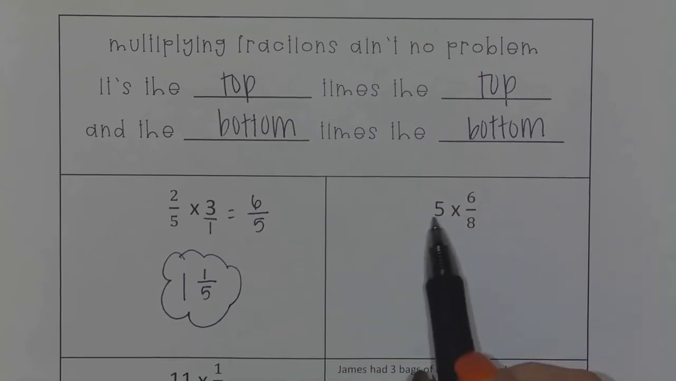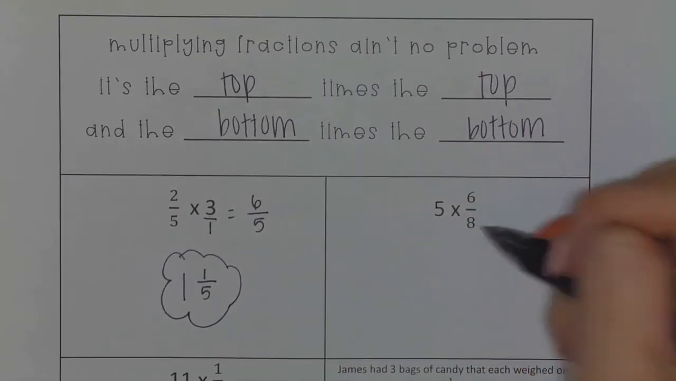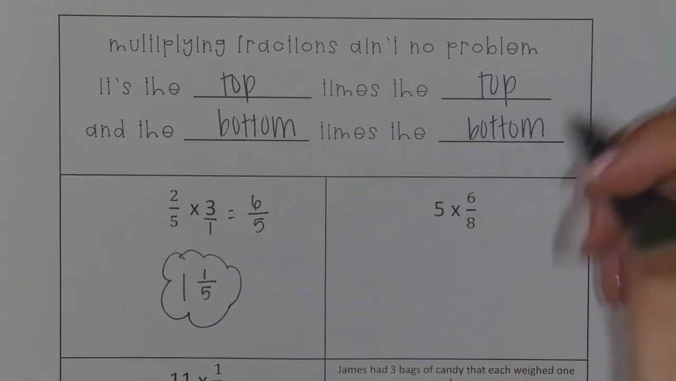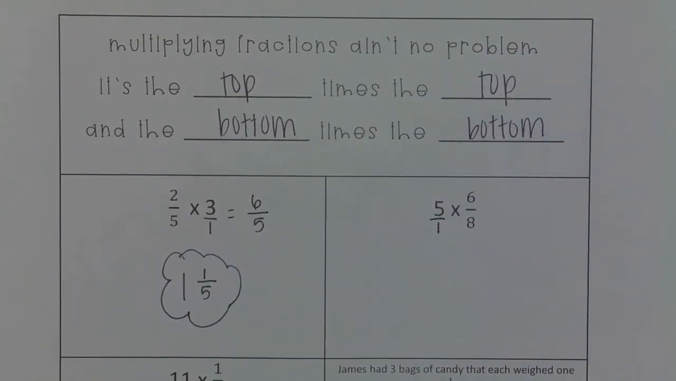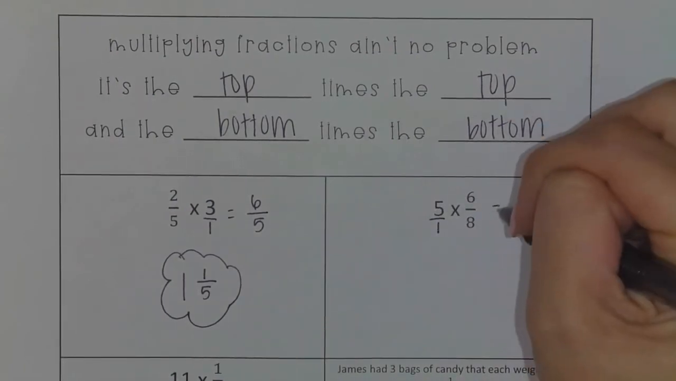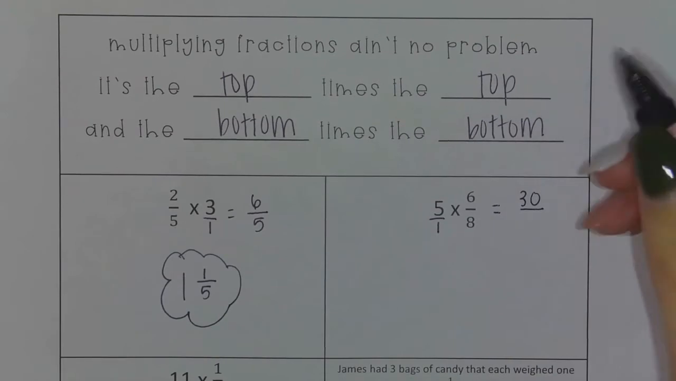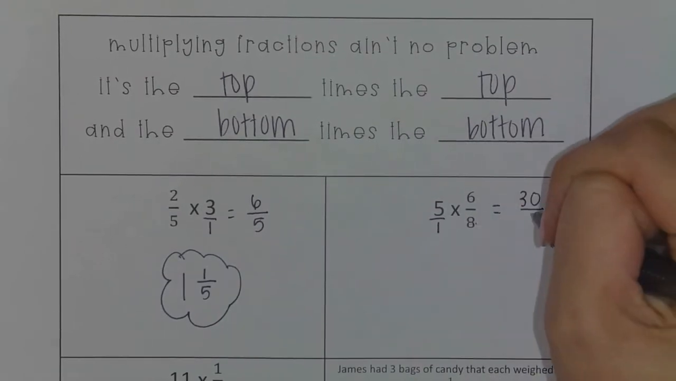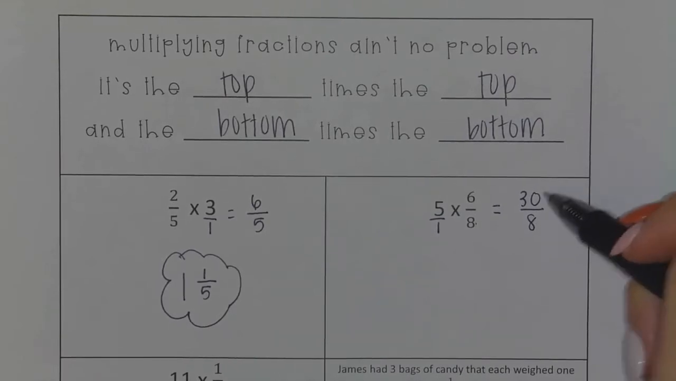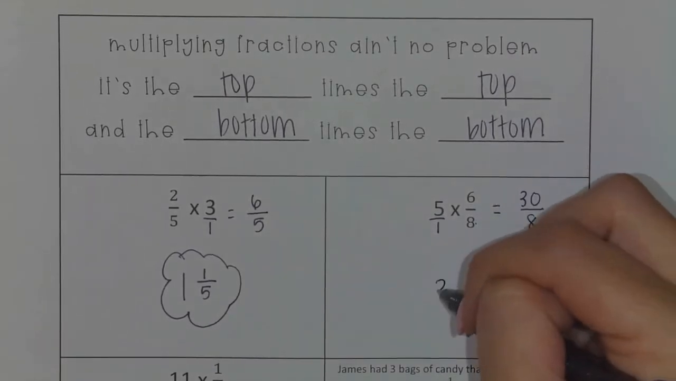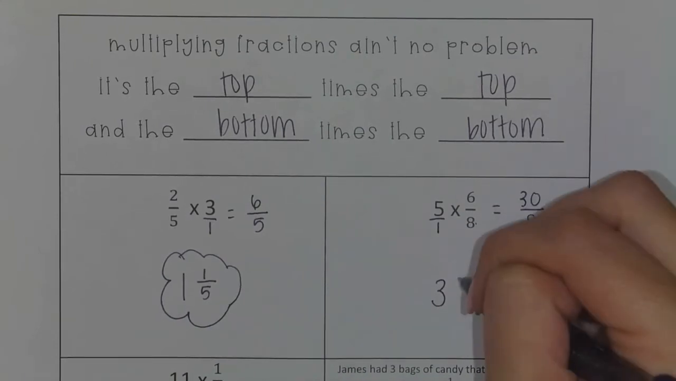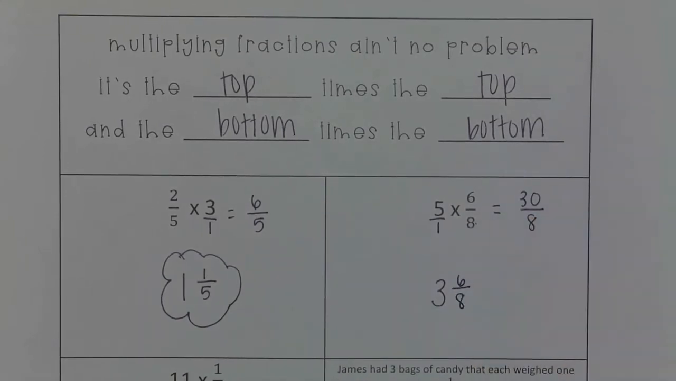I'm going to do the same thing. I'm going to have 5 times 6/8. So I need the top times the top and the bottom times the bottom. 5 is a whole number, so I'm going to stick a 1 for the denominator. And then I have the top times the top, or 5 times 6 gives me 30. Bottom times bottom, 1 times 8 gives me 8. So 8 will go into 30 a total of 3 times. 8 times 3 is 24, so I would have 6 pieces left over out of 8.